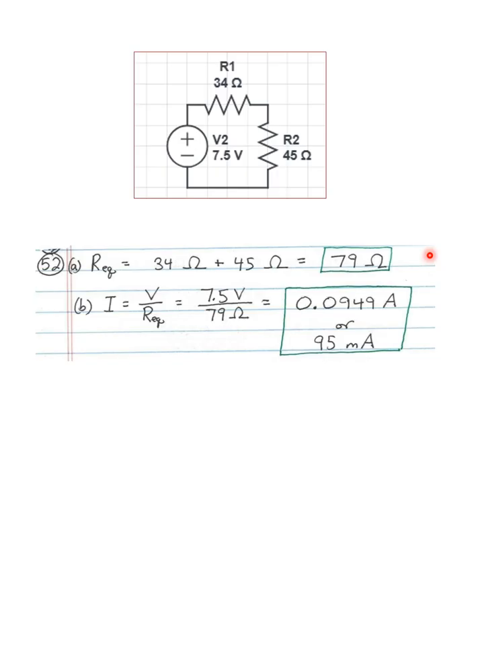From there, we can answer part B, the current with the 7.5 volt battery. So we're going to use Ohm's law. The current is 7.5 volts divided by that 79 ohms, and we get 0.0949 amperes or 95 milliamperes.